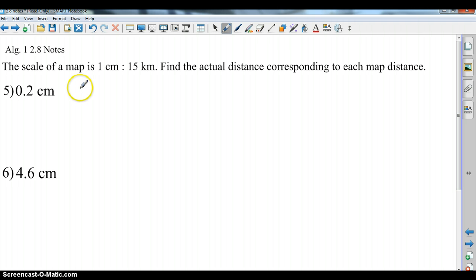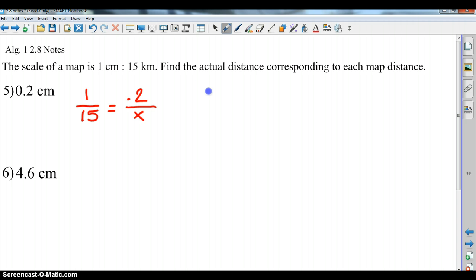What we're going to do is start off by doing 1 centimeter corresponds to 15 kilometers. So we're going to write 1 over 15, and that's equal to, since you measured 0.2 centimeters and the 1 centimeter is on top, we're going to put 0.2 on top, and we're looking to figure out how many kilometers in real life that is. So we're going to put an x. Then we do the cross multiply.